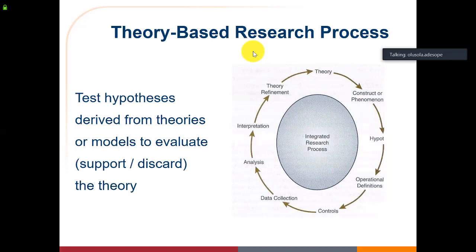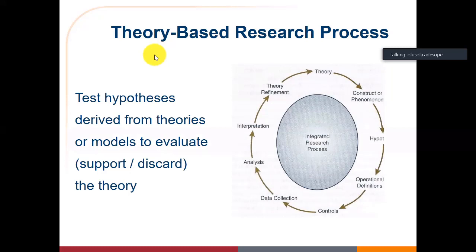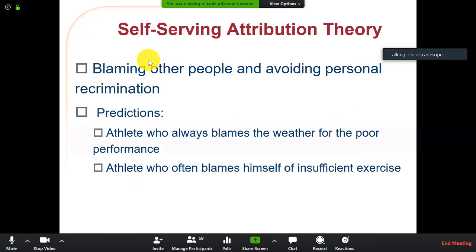Theory-based research process. It's very important that our research speaks to theory. It is what we call the practical, theoretical, and empirical implications of our research. So when you conduct research, think about how those findings can be used in practice, how they can develop or advance methods, and how they can be used to build up theory. It's very, very important to do that.